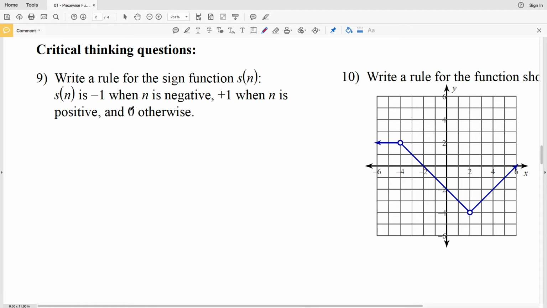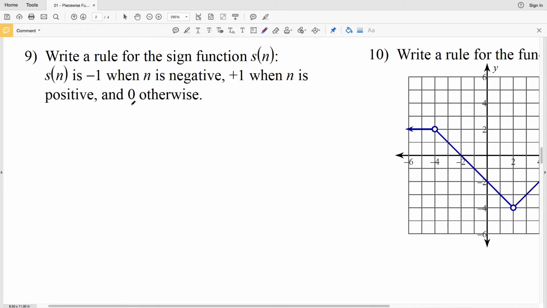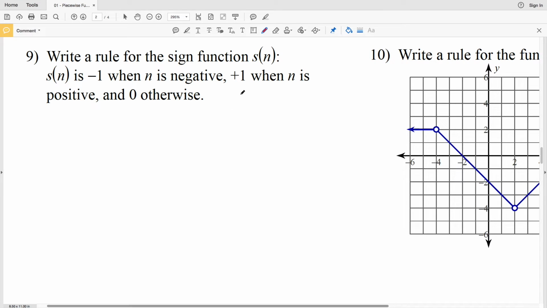9 and 10 are our critical thinking questions, and for number 9, it says to write a rule for the sine function s of n, where s of n is -1 when n is negative, +1 when n is positive, and 0 otherwise. So our intervals, when n is negative, that's going to be n less than 0. When n is positive, that's going to be n greater than 0, and then otherwise, n will be equal to 0. So we have 3 different intervals or pieces to this function.